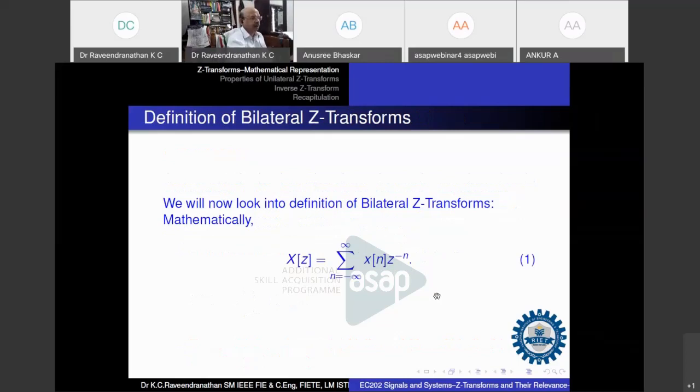The bilateral Z transform is mathematically defined as X of z equal to summation n running from minus infinity to plus infinity x of n z raised to minus n. So in the previous case, n was running from 0 to infinity. Here it is running over the entire gamut of possible values from minus infinity to plus infinity, and can take only integer values.